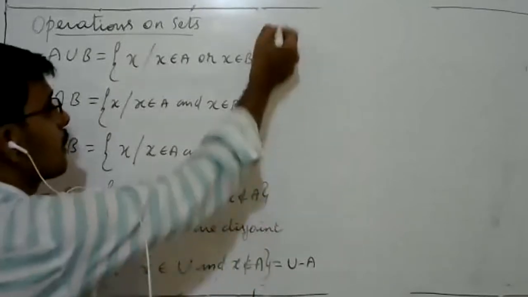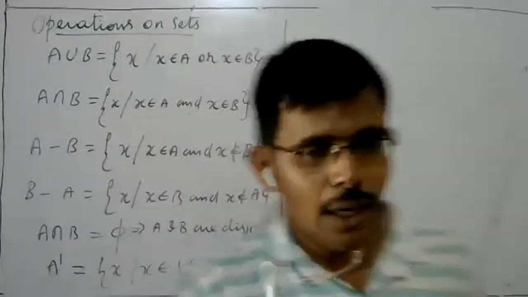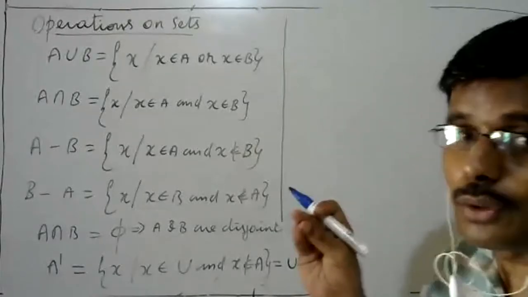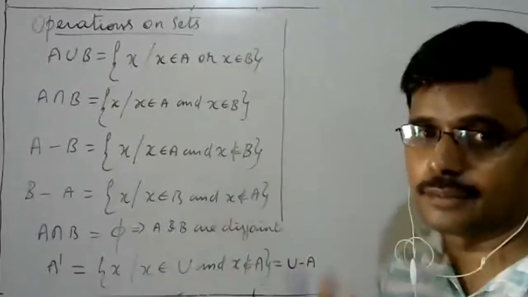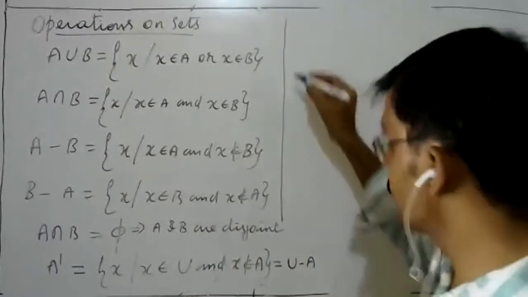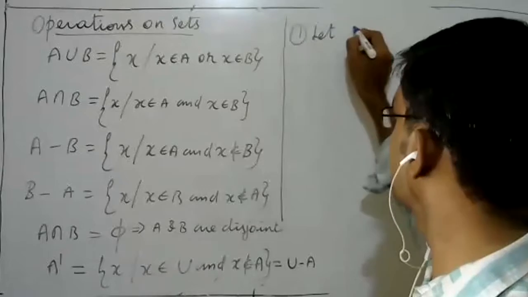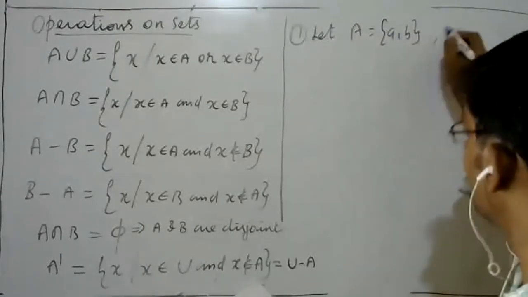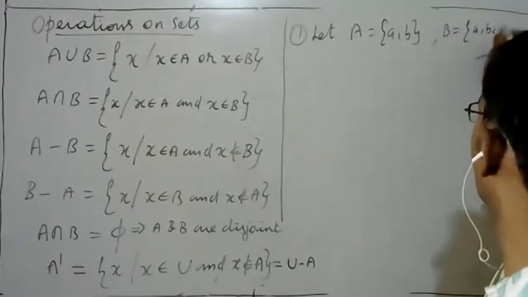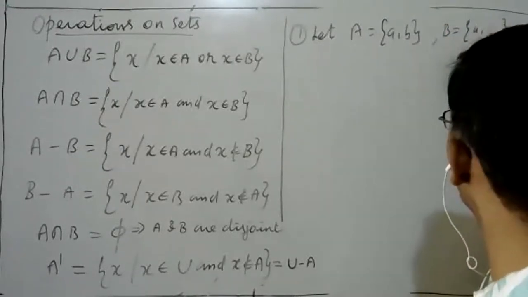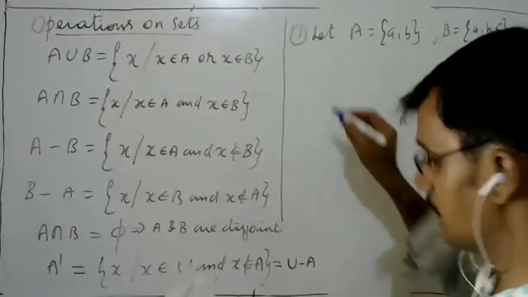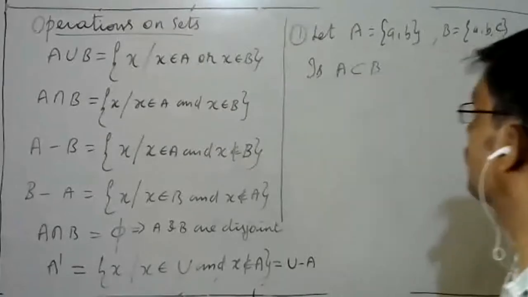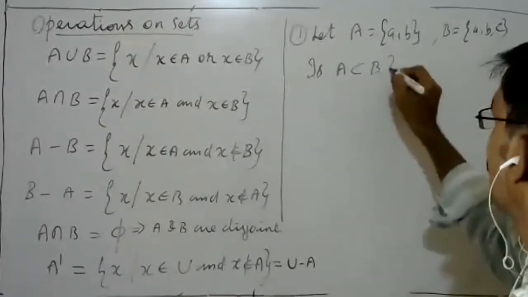Now we'll discuss some problems. After finishing the problems, we'll go for the miscellaneous exercise. Before that, we are going to discuss operation on sets exercise problems. Look at the first problem. Let A equal {a, b} and B equal {a, b, c}. The question is: is A a subset of B? What is A union B?